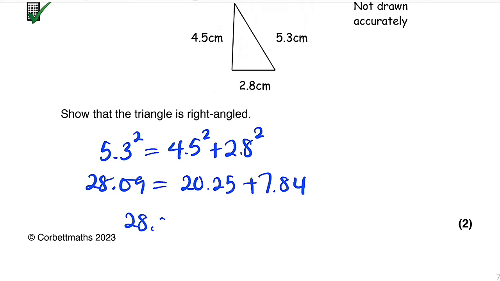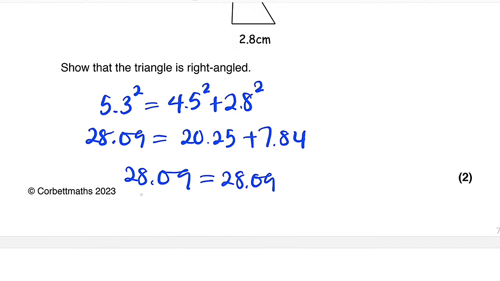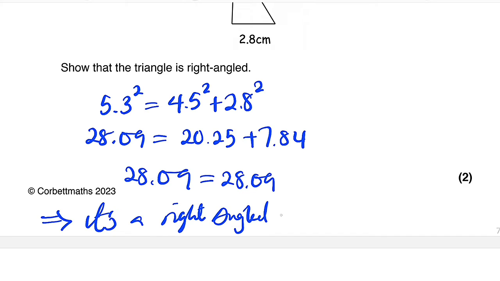So we need to add the right hand side. This is 28.09. Is this the same thing? We have 20.25 plus 7.84, which is 28.09, and hence you conclude, hence it is a right angle triangle.